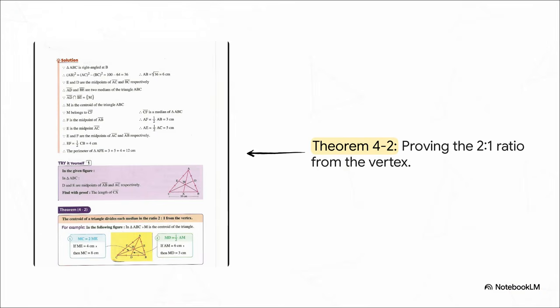Let's look at the visual proof of Theorem 4-2 to make this super concrete. Check out the distance from the centroid M down to the base at point E. The measurement there tells us ME is 4 centimeters. Because of our 2-to-1 rule from the vertex, the distance from M back up to the vertex C has to be exactly double that. And sure enough, MC is 8 centimeters. It's completely consistent. The segment touching the corner is always twice as long as the segment touching the flat side.